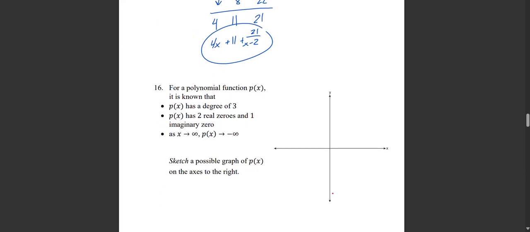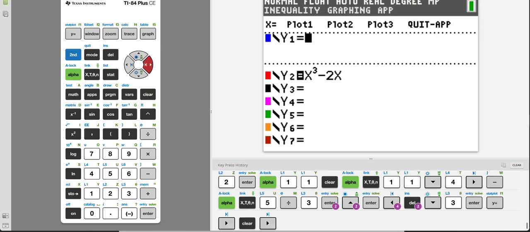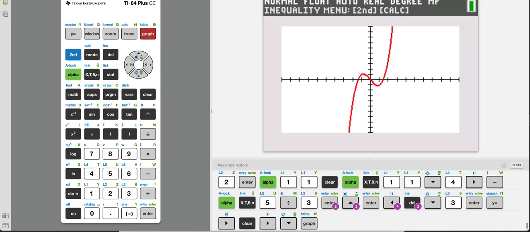16. For a polynomial function p(x), it is known that p(x) has a degree of 3. It has 2 real zeros and 1 imaginary zero. And as x goes to infinity, p(x) goes to negative infinity. I just want to sketch a possible graph of p(x) on the axis to the right. We might have to draw this a couple of times to really get the idea. But let's start with the degree of 3. The degree of 3 means that the largest exponent in the function is 3.